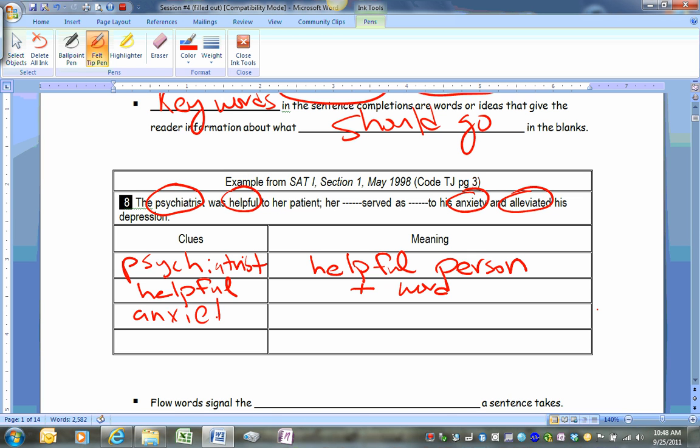Anxiety. Now, obviously, anxiety is a kind of a bad thing, but the psychiatrist is hoping to reduce it. So, something to lessen.